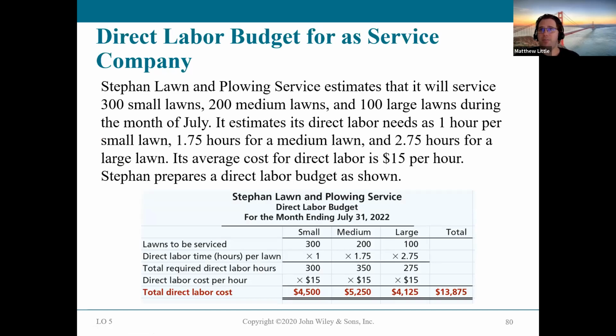So let's look at an example of a plowing service. It thinks it'll service 300 small lawns, 200 medium, and 100 large during the month of July. It estimates direct labor hour needs at 1 hour per small lawn, and 1.75 and 2.75 for medium and large. Its average cost for direct labor is $15 per hour. So we can do a little table. We think our direct labor cost will be $13,875 based on these drivers: number of lawns, number of hours per lawn, and per hour cost.